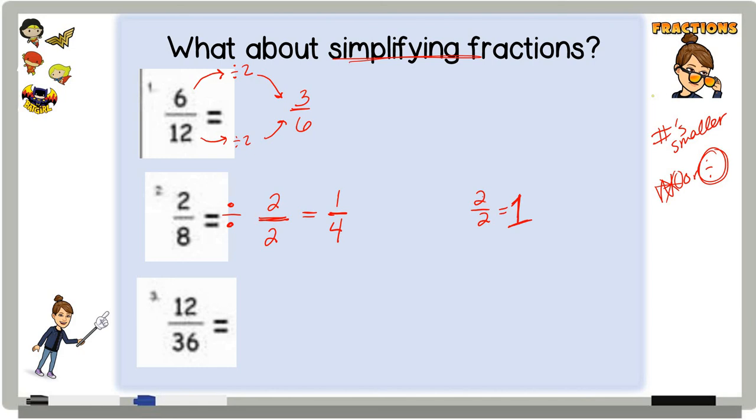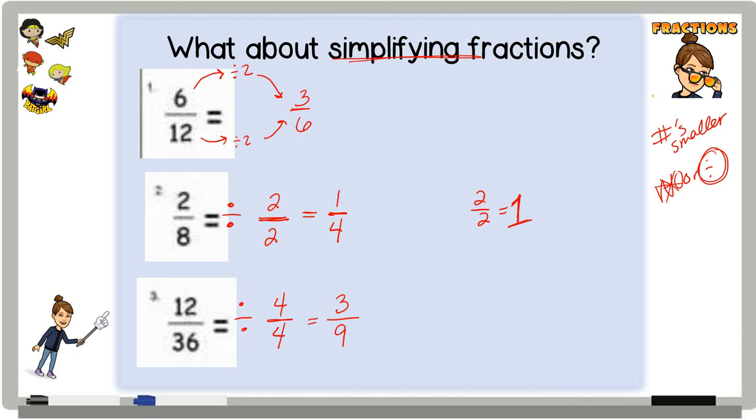All right, if you want to try the next one and come back and check your answer, you are more than welcome to. We're actually going to divide by 4 this time. So I can take both of these and divide by 4. What I do to the bottom, I have to do to the top, so the two numbers I'm dividing by have to be the same. And 12 divided by 4 is 3, and 36 divided by 4 is 9.